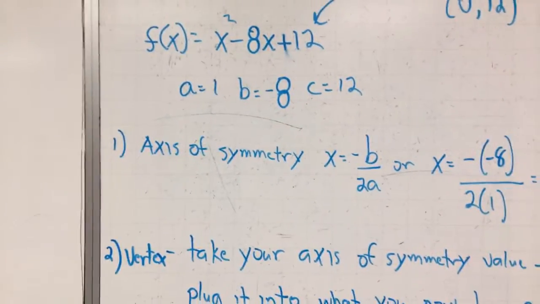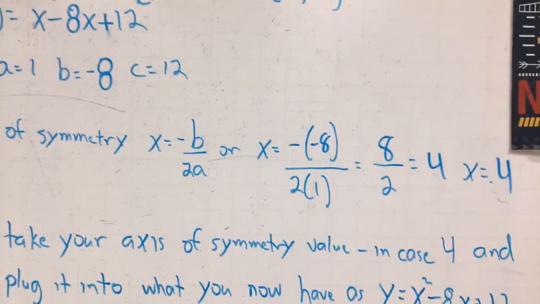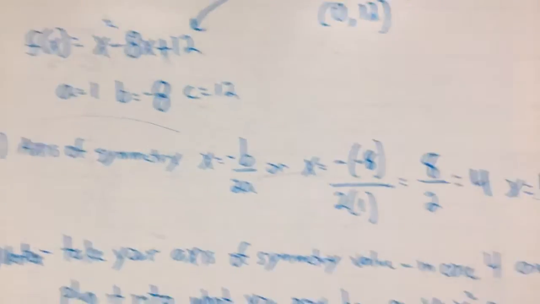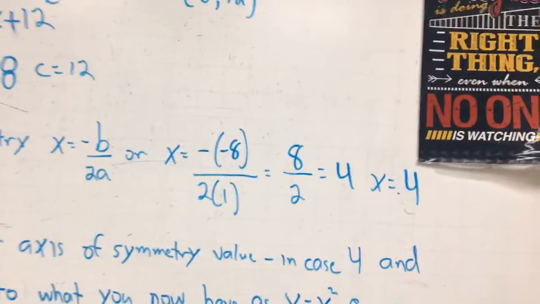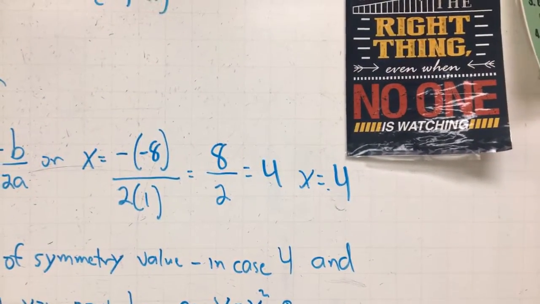The equation is negative b over 2a, or in our case, x is equal to the opposite of negative 8, because b is negative 8. A is 1. 2 times 1 is 2. Opposite of the opposite is positive. 8 divided by 2 is 4. So the axis of symmetry is x equals 4.